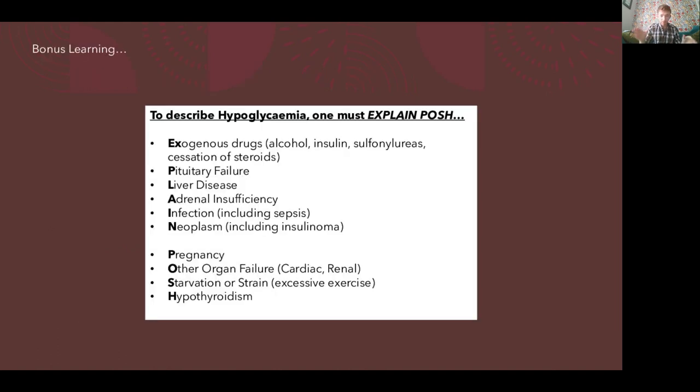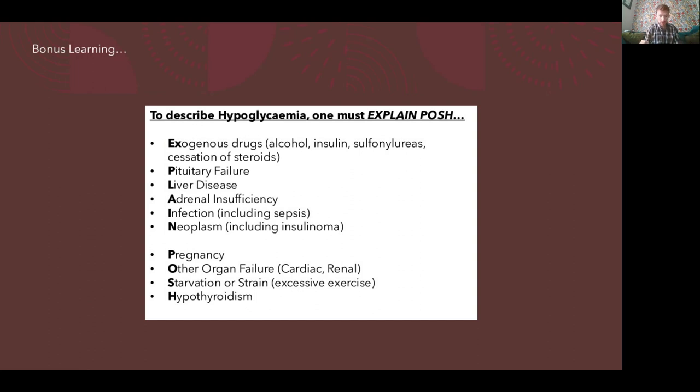Right, we shall move on to our next case. No, we won't. Bit of bonus points for any of you. I like to use the acronym Explain POSH to help memorize some of the more common causes of hypoglycemia, though there are certainly others. Exogenous drugs, alcohol, insulin, sulfonylurea, as was the case with our poor gentleman, pituitary disease, liver disease, adrenal insufficiency, Addison's disease, infections, including sepsis, and neoplasm.